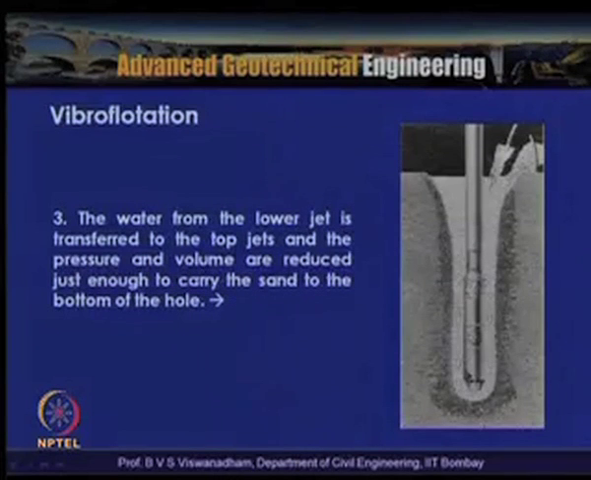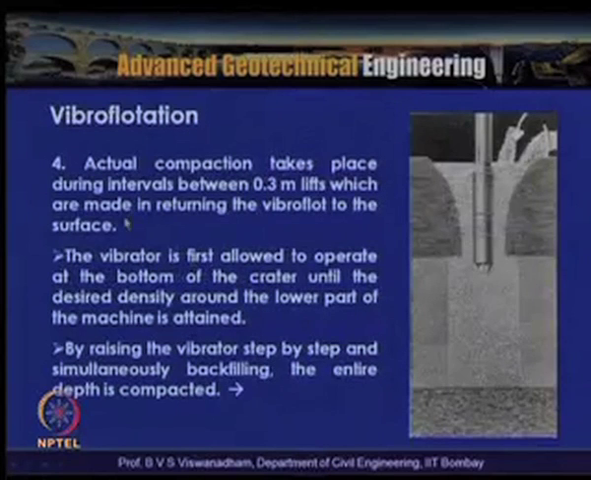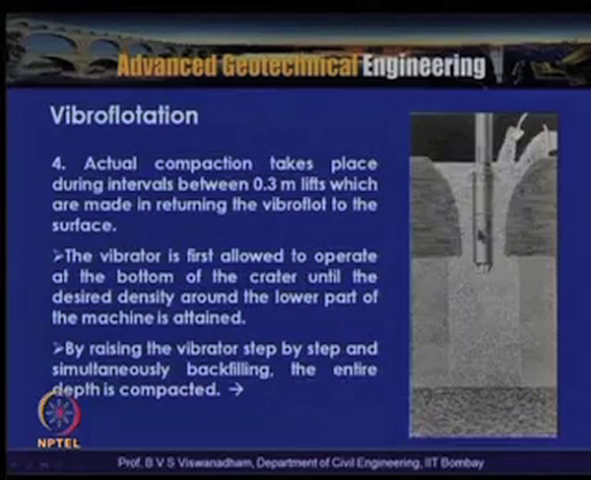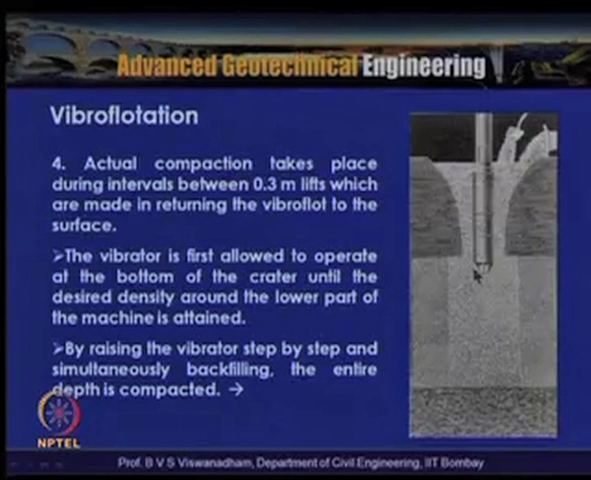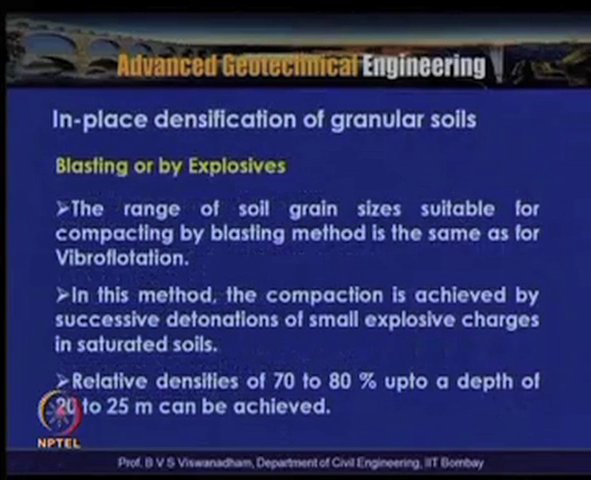Again, the sand which is introduced there is compacted by using the vibroflot which is available at the surface. So this process replaces the loose soil with a densified column, a column of densified sand. The actual compaction takes place during the intervals between 0.3 meter lifts, which are made in return with the vibroflot to the surface. So this is how the process of vibroflotation is done.